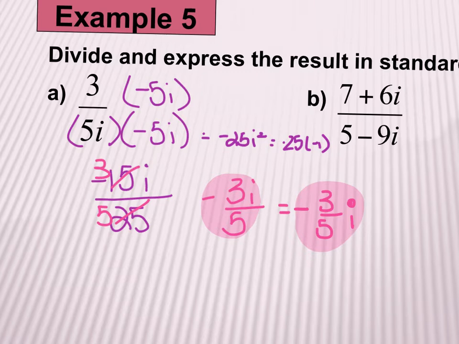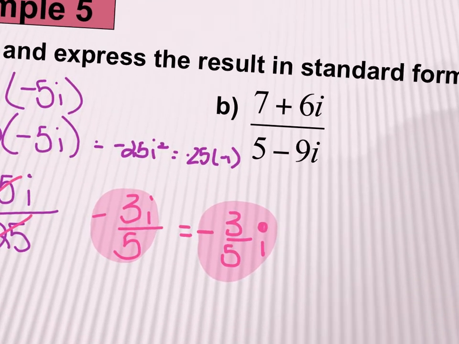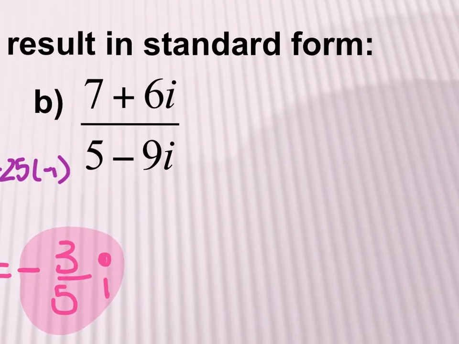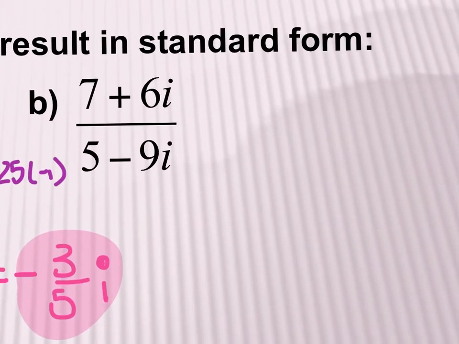Still with me? Everybody's good? Okay. All right, so then B, what would I have to multiply by? 5 plus 9i.